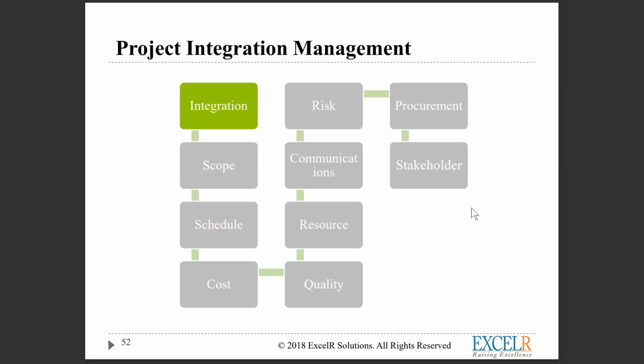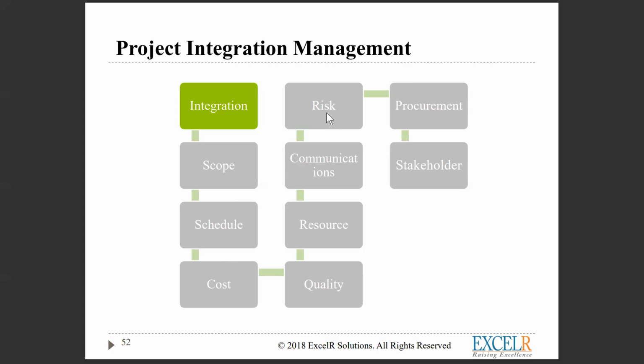I told you about process groups; these are the knowledge areas. Project integration is the first knowledge area. So during the integration initiation phase, you will be preparing the scope document and the project charter, then getting the scope done and finalizing it. Then for schedule, you will be preparing the project plan. Cost, you'll be preparing how much cost it takes to deliver the project. Then risk, you'll be identifying the risk initially itself.